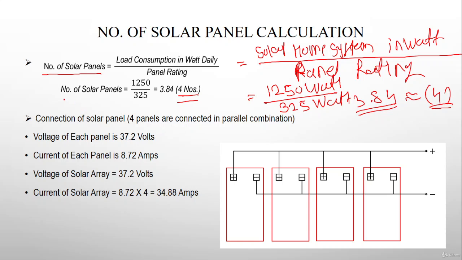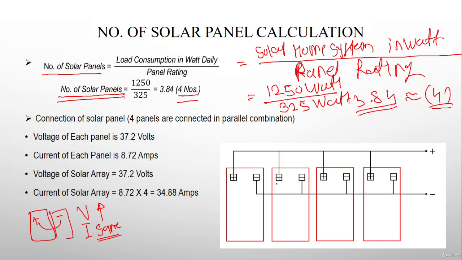Once we have decided how many solar panels are required in the system, we can decide how to connect these panels in series or parallel combination. As we saw in the earlier case study, in a series combination, the positive of one panel is connected to the negative of the next, and we continue the connection like that. In this case, the voltage continuously increases, but the current remains the same.